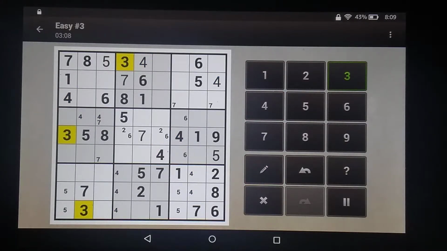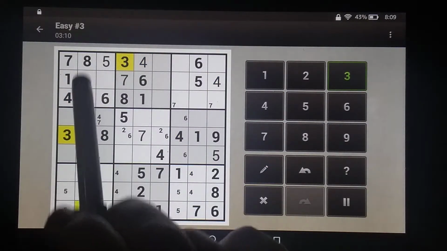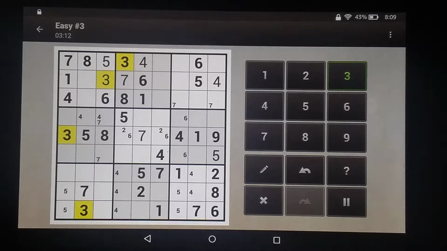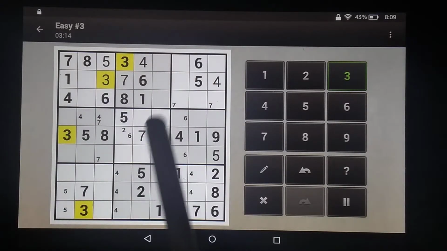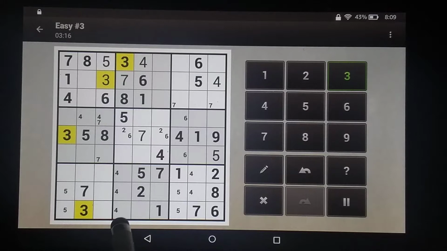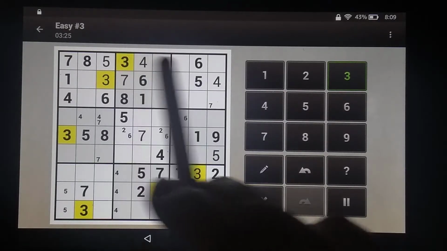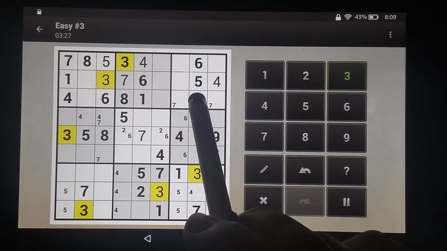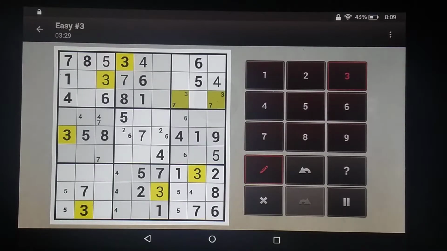Okay, moving on to the 3. Look, this knocks out that whole column, so I know my 3 is there. This knocks out this column, this knocks out this one, so that 3 is there. And now both of these rows are knocked out, so that 3 is there. These 2 rows are knocked out, this column is knocked out, so my 3's are here.